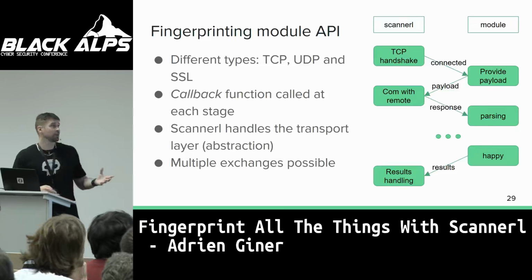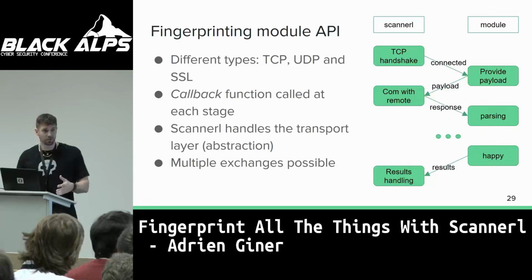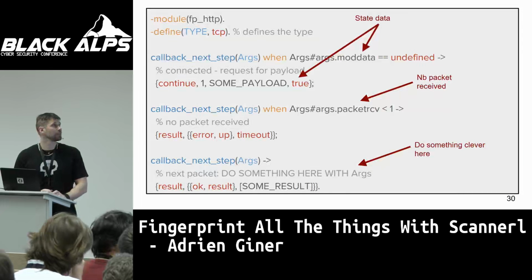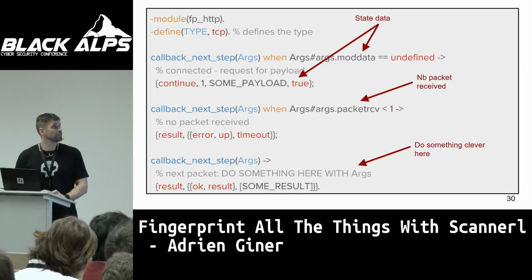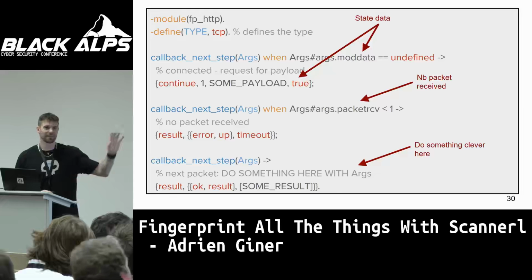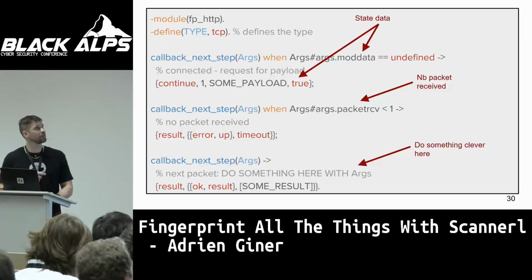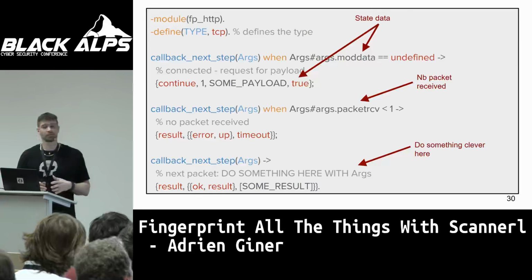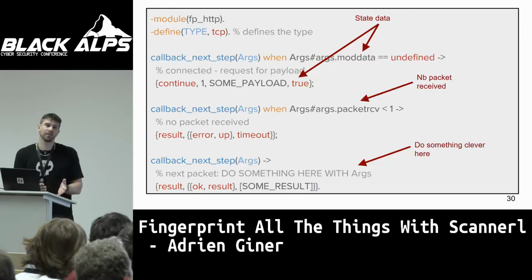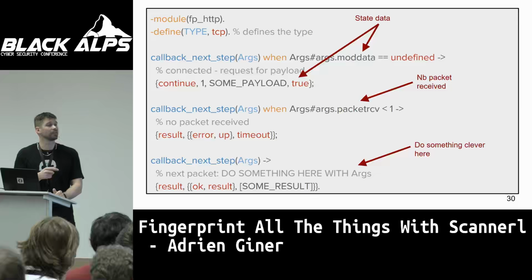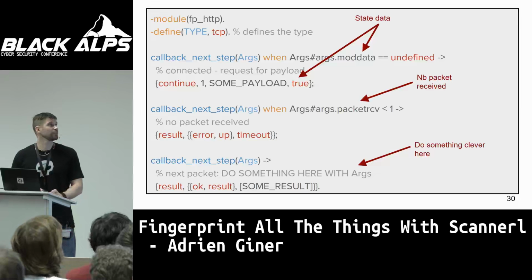So this allows you to easily implement modules without going into the whole network layer stuff that is sometimes a bit more difficult. So this is how it looks. If you've never seen functional programming or Erlang, bear with me. I'll explain that. It's pretty easy. So like I said, you have to declare the type. So the type, you can change it in one line. So for example, if you implement a module for TCP, like for HTTP, for example, and you want it to be applied to HTTPS, you will just change the TCP to SSL. So this is pretty convenient.